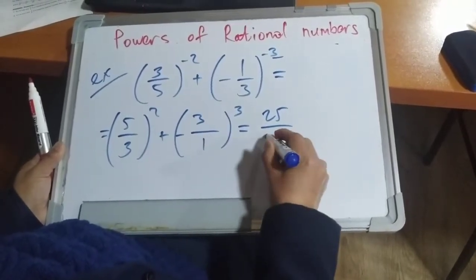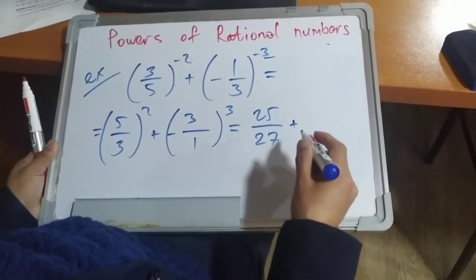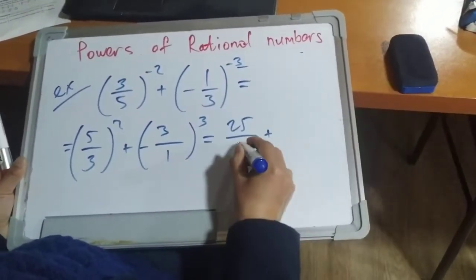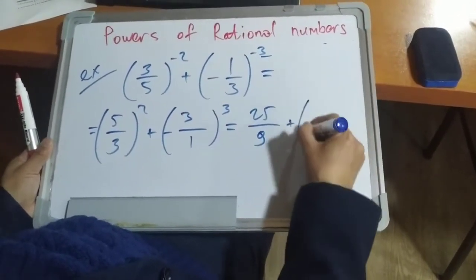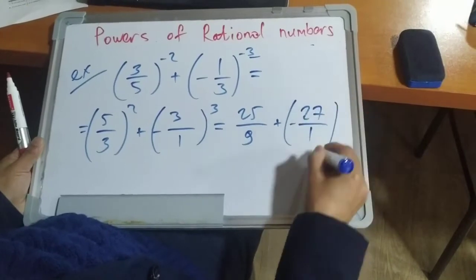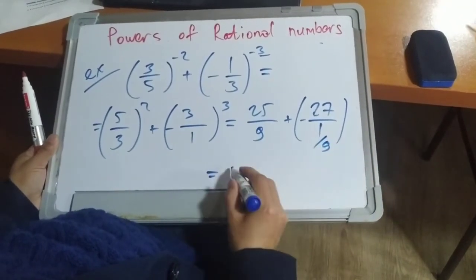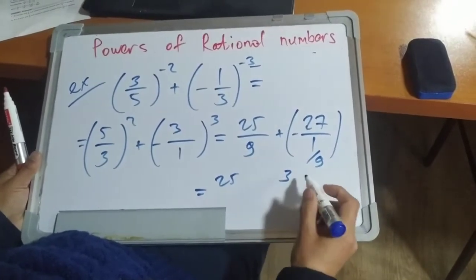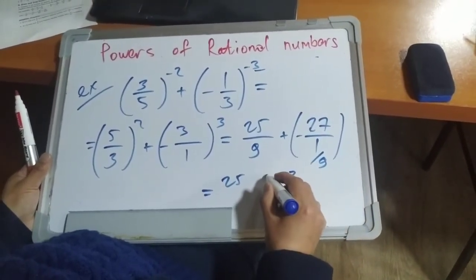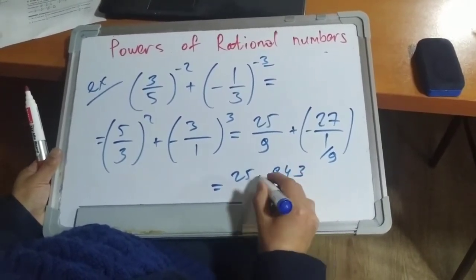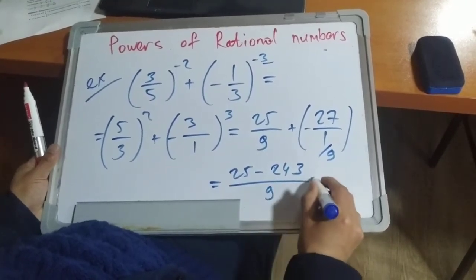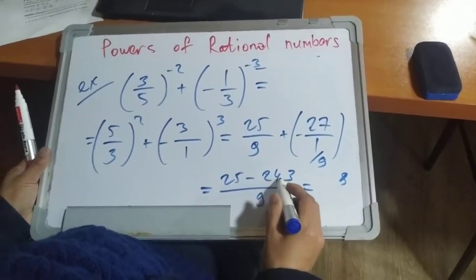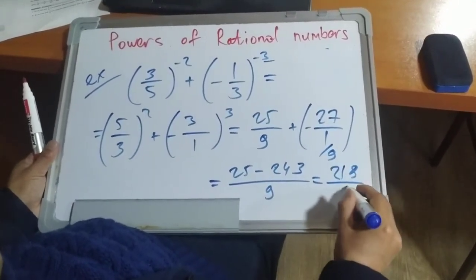25/9 plus (-3) to the power of 3 is, no, I'm sorry, 25/9 plus -27/1. So the common denominator is 9, and 9 times 27 is 243, and 25 minus 243 over 9 equals -218/9.